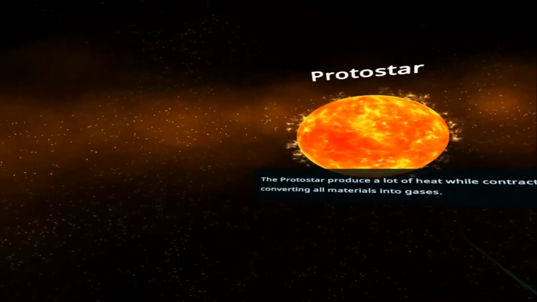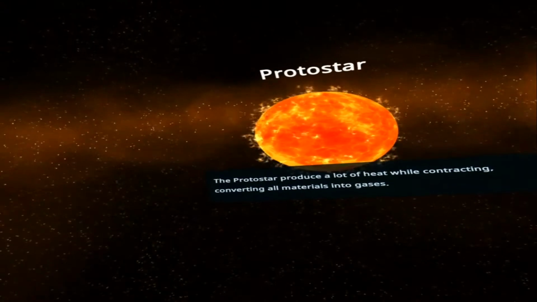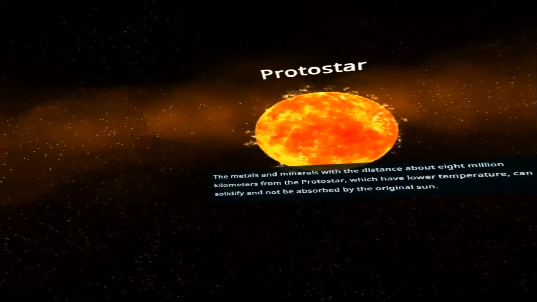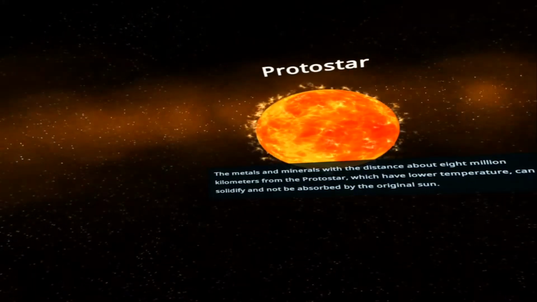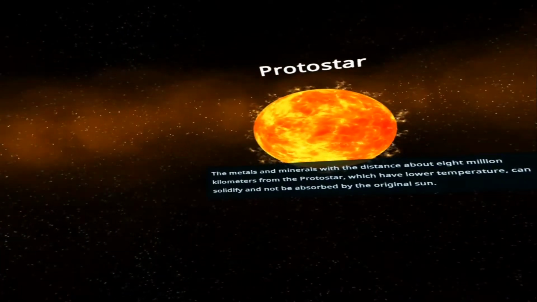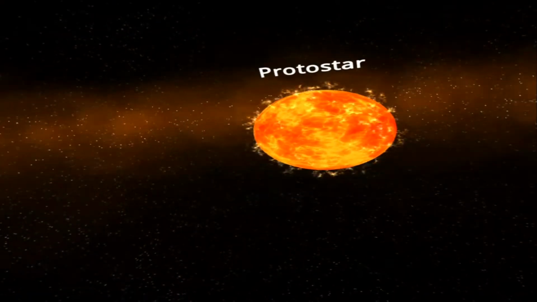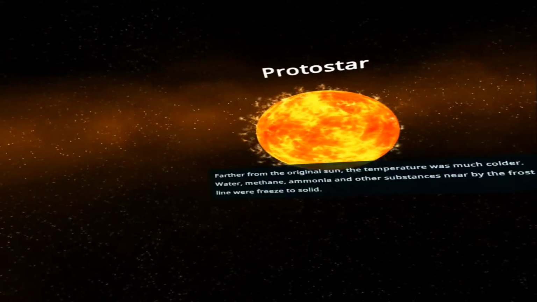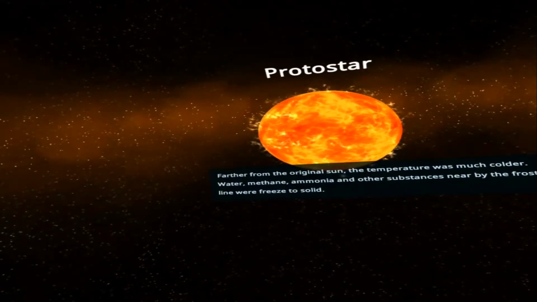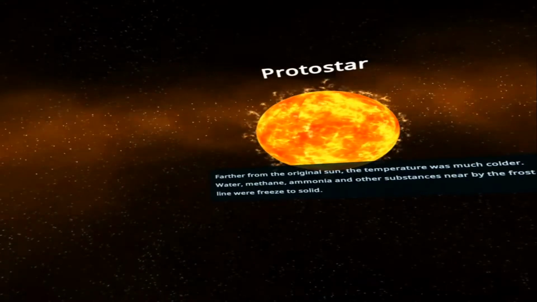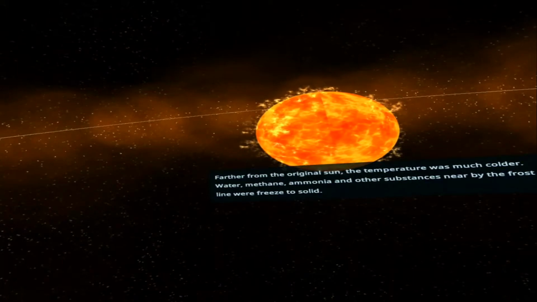The protostar produced a lot of heat while contracting, converting all materials into gases. The metals and minerals at a distance of about 8 million kilometers from the protostar, which had lower temperature, could solidify and not be absorbed by the original sun. Farther from the original sun, the temperature was much colder. Water, methane, ammonia, and other substances nearby the frost line were frozen solid.